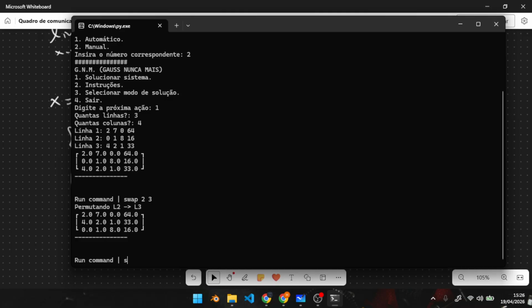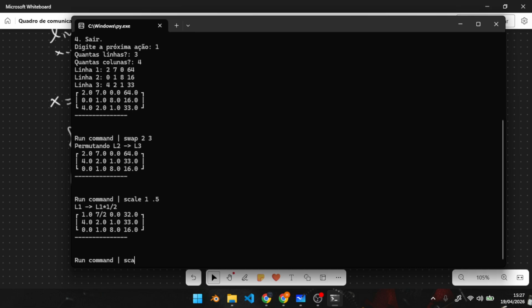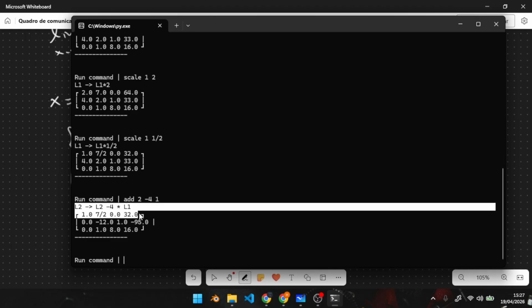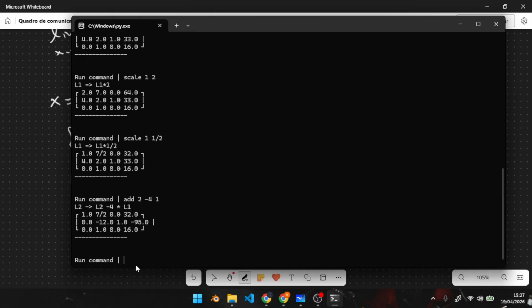Now I'm going to scale the first line, scale 1 with half, and that's what's incredible. This program actually accepts fractions. You don't have to, of course; this would also work if you put 0.5. It worked, but if you put scale 1 over 2, that's also gonna work. Okay, now add. Now we're gonna add line 2 to -4 line 1, and that's exactly what it did. Line 2 is now line 2 minus 4 line 1, and now you got the 0 here.